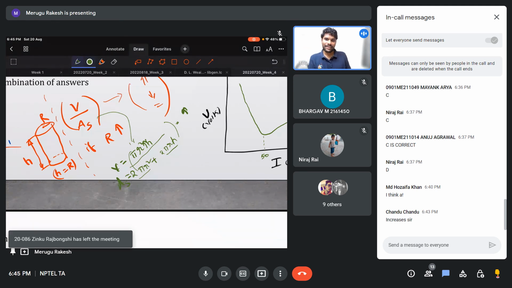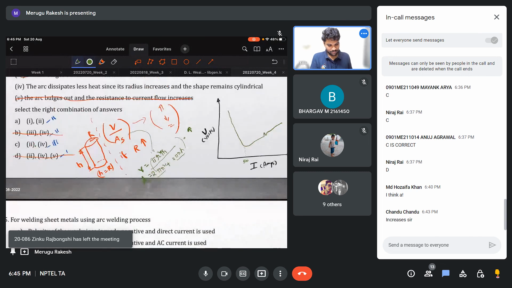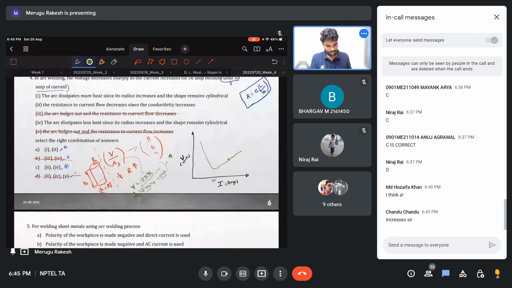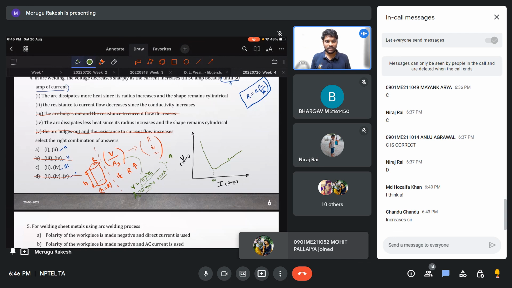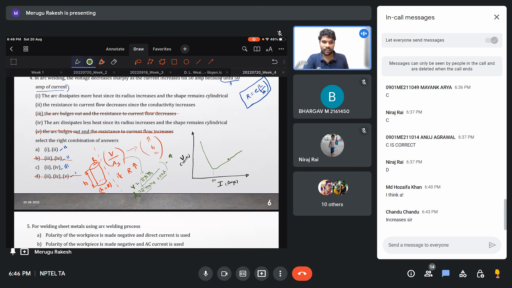If V by A is increasing, is my heat transfer increasing or decreasing? Let me explain it this way. In riser design, if you remember, I should have a higher V by A ratio. What does it mean? The heat content in the riser should be more and the surface area less, so that my heat transfer is less. So V by A is increasing with increase in radius, so the heat transfer is reducing, because the surface area, which is in the denominator, is relatively reducing. That is why the ratio V by A is increasing. That way you can understand.